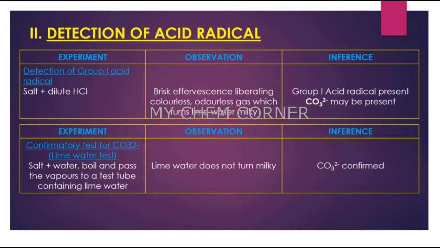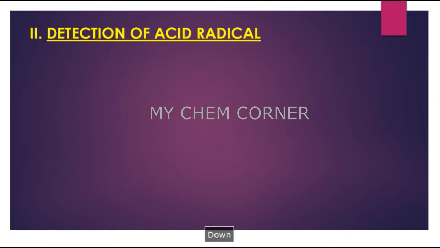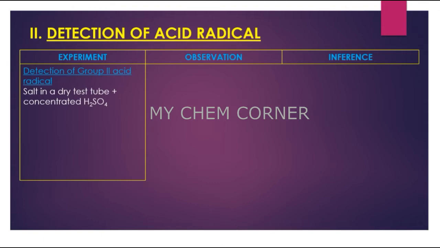But what if you don't have a group 1, which means when you did salt and dilute HCl, there was nothing seen at all? Then you move to your next group, which is group 2 acid radical. In this group 2 acid radical, you take a salt in a dry test tube. For group 2, please remember, you need to clamp your test tube to a test tube holder, and you should have a dry test tube, because you're going to add concentrated H2SO4. You have to be very careful.